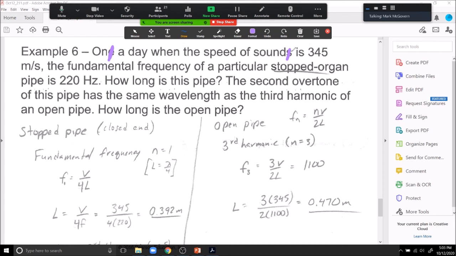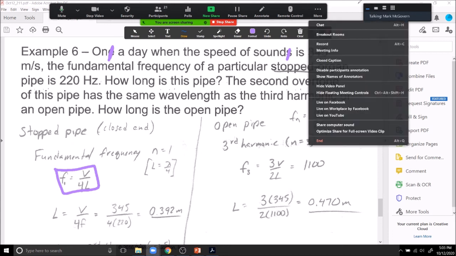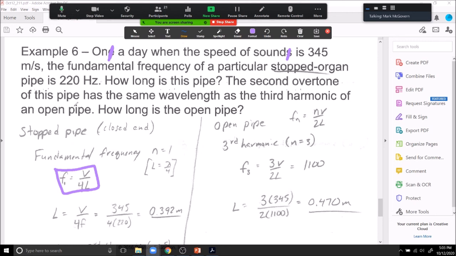meters per second, the fundamental frequency of a particular stopped organ pipe is 220 hertz. Okay, so that's the one that has the node on one side and the antinode on the other side. And so the fundamental wavelength is going to be four times the length. Here's my equation for the fundamental frequency of a stopped pipe: f = nV/4L. That will tell me what the length of the pipe is, because I have V, the speed up there, and the frequency is given as 220. My value of n is 1, and we solve for our length, and that is 0.392 meters.